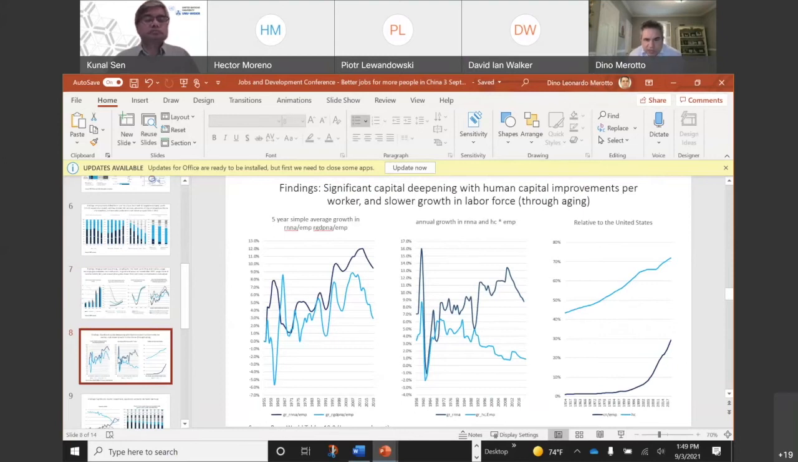And I just draw your attention to the middle one, which shows that the growth in the capital stock was rising dramatically, whereas growth in skills adjusted or human capital adjusted employment was falling, partly because with aging, the employment share of the population starts to decline, and is verging on being negative soon.